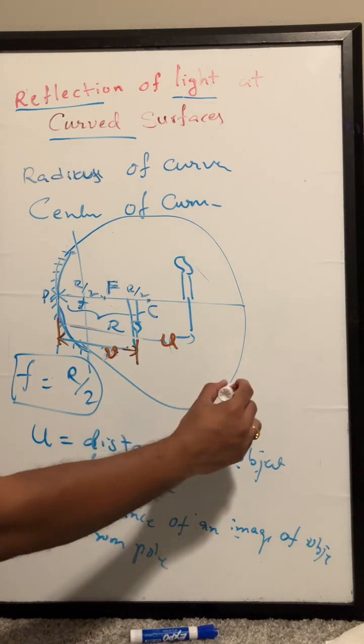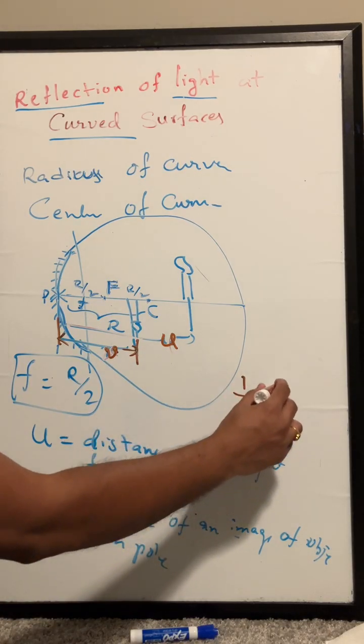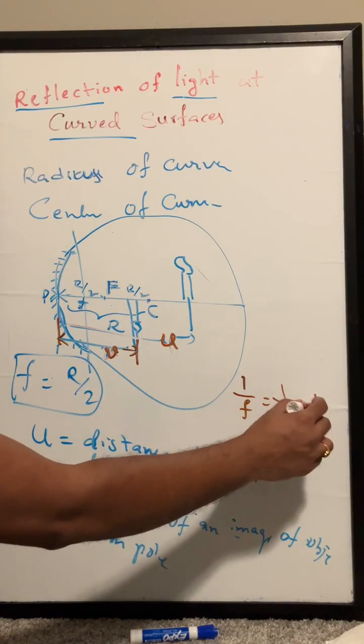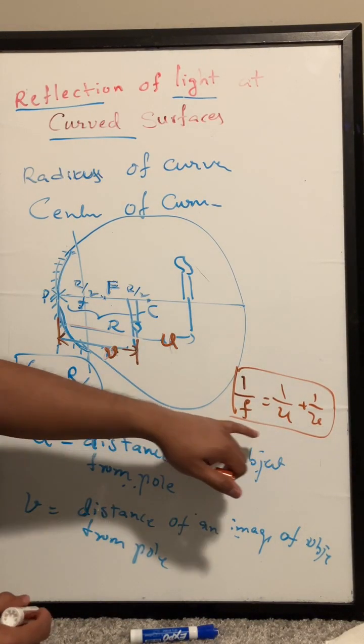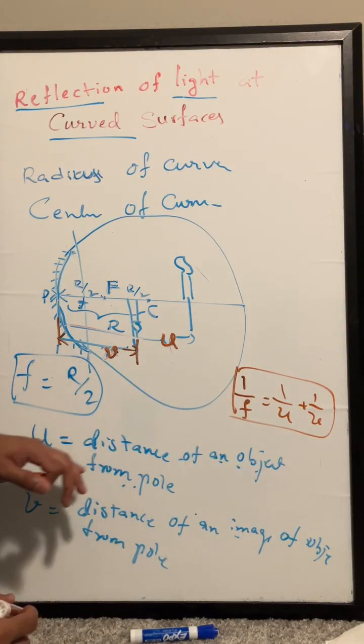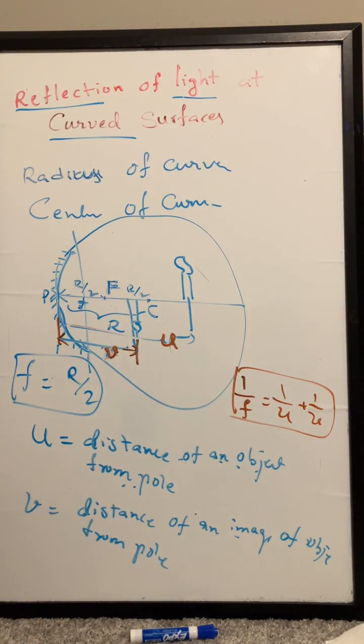So the formula, you know, is 1 by f equal to 1 by u plus 1 by v. Easy to remember. Yeah, remember this one. So sometimes f is negative, u is negative, v is negative. We will get into that topic shortly.